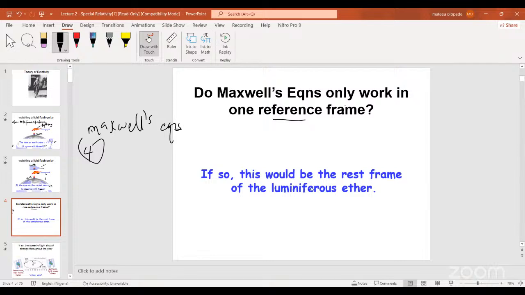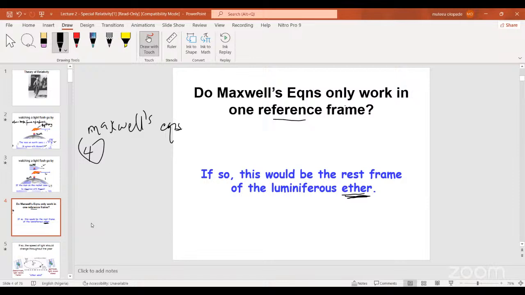If so, this will be the rest frame of the luminiferous ether. So if yes, that was what brought about the introduction of the ether. Because what Maxwell proposed was that it was going to be the same in all frames of reference.